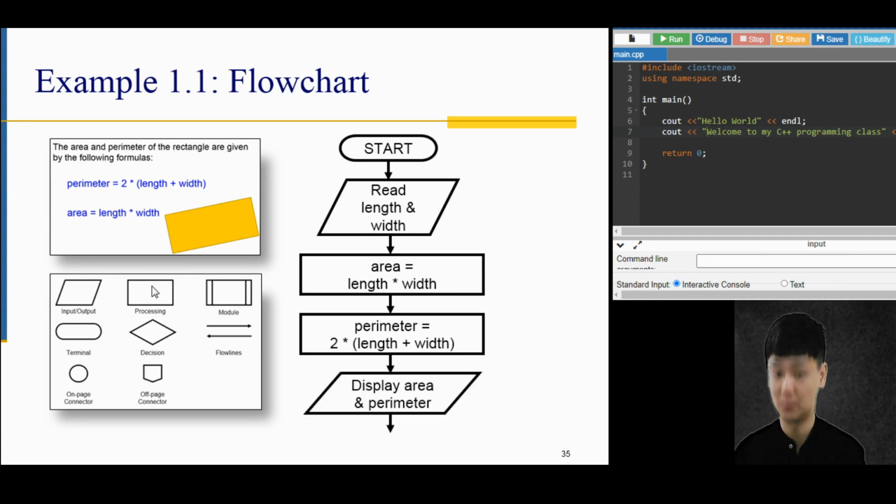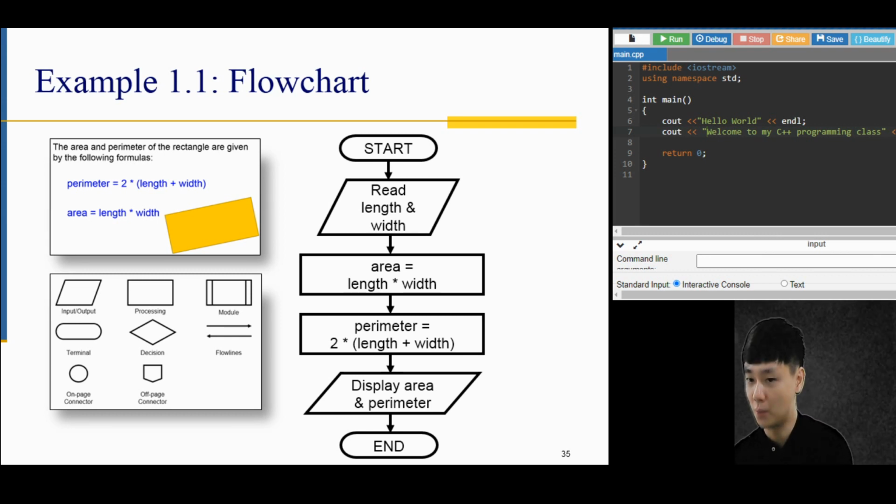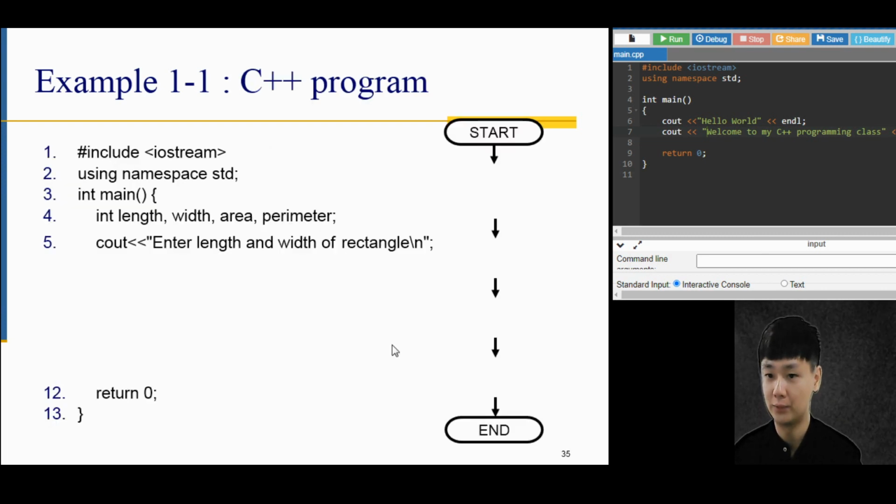Finally, to display your result, use this tilted rectangle. Finally, end your flowchart with another terminal. Okay, it's pretty simple, right? So once you have planned your work using either a flowchart, pseudocode or structure chart, move to the next step: write a program, with the help of the flowchart and some knowledge of C++ syntax. This is step 3.